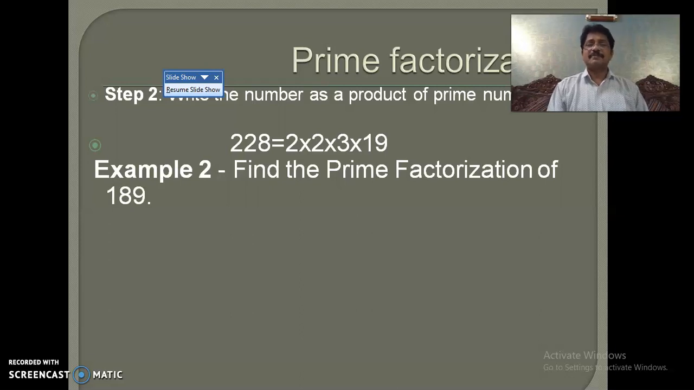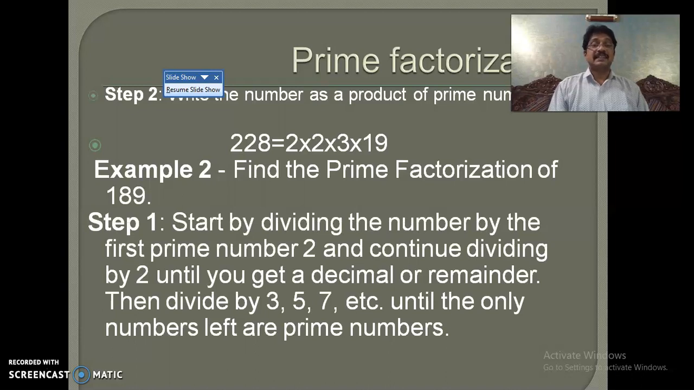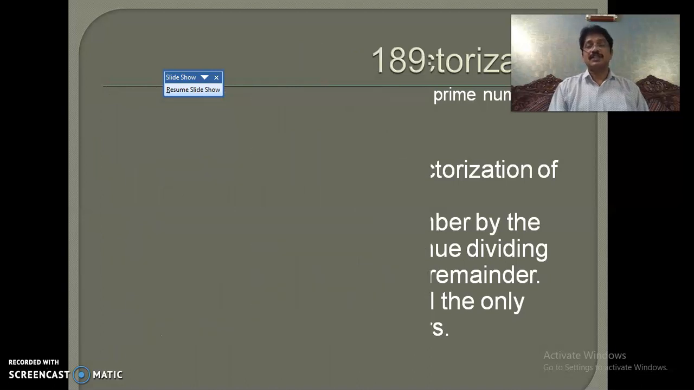We will observe one more example. Let's find the prime factorization of 189. What do you have to do? First divide with 2, then 3, later 5, and so on. Is 189 divisible by 2? It is not, because the last digit of this number is not 0, 2, 4, 6 or 8. Then you have to divide with 3. For 189, 1 plus 8 plus 9 is 18, which is divisible by 3. So first divide with 3.